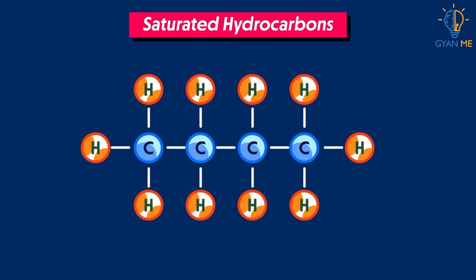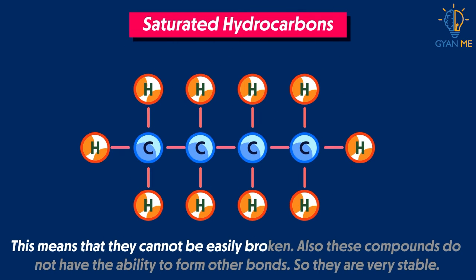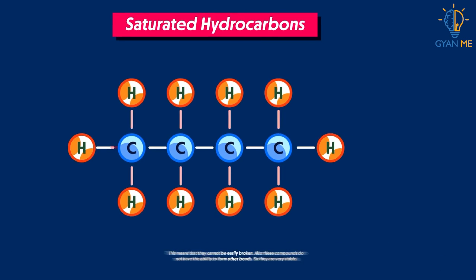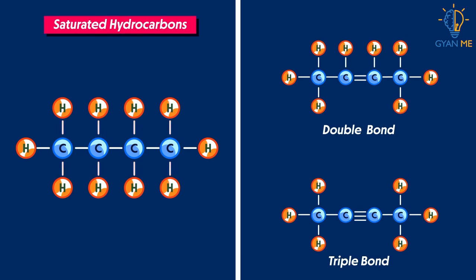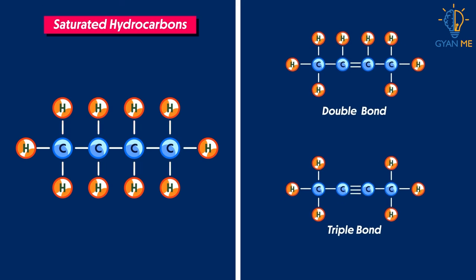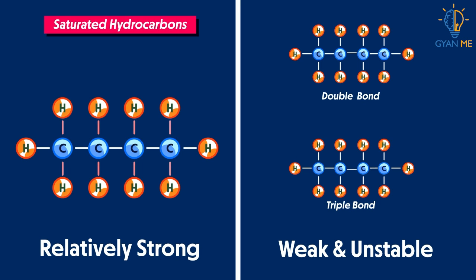Now, saturated hydrocarbons have all single bonds, and all bonds are strong. This means that they cannot be easily broken. Also, these compounds do not have the ability to form other bonds, so they are very stable. But if hydrocarbon compounds have at least one double or triple bond between their carbon atoms in the chain, their stability and bond strength reduces comparatively. And thus, these unsaturated hydrocarbons are relatively weak and unstable as compared to saturated hydrocarbons.